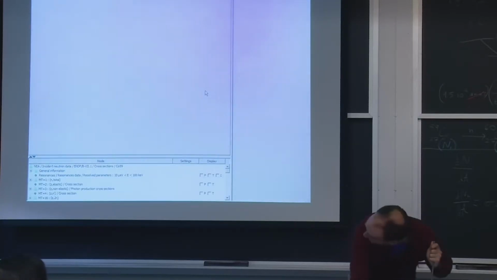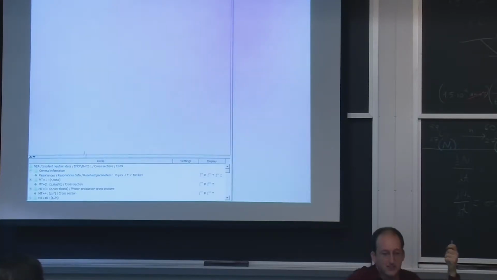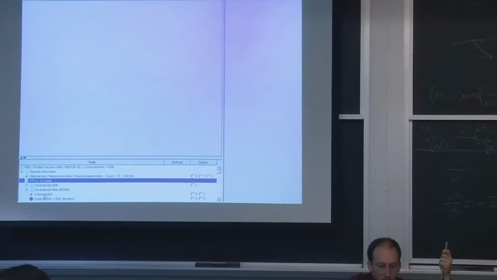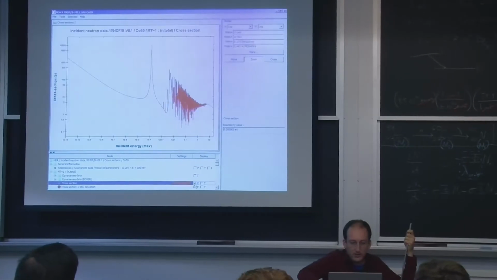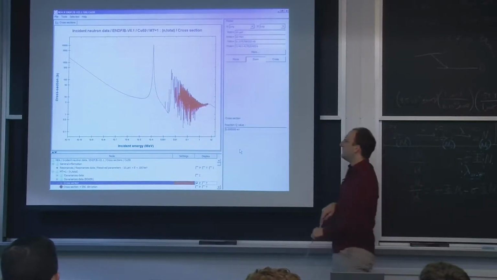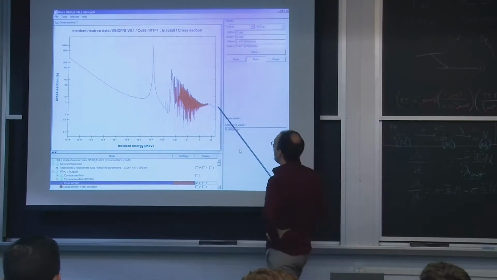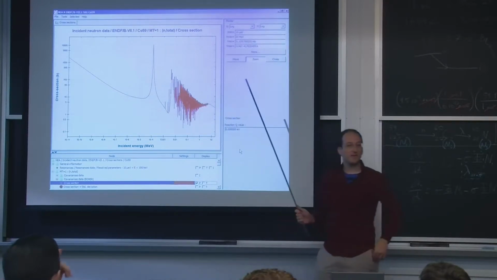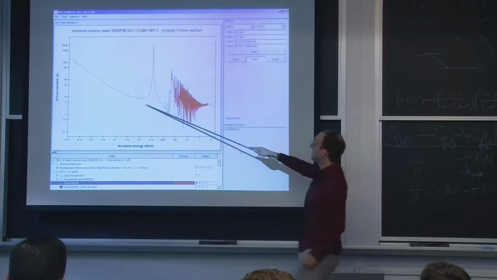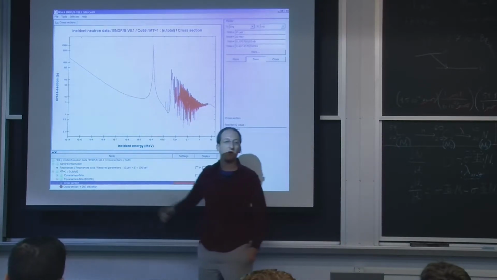And you are presented with an enormous host of possible reactions. Like right here, you have n comma total, which is the total cross-section for all interactions of neutrons with cobalt 59. And you can see that this varies with the same sort of shape that I was haphazardly drawing. It's low, there are some resonances, and then it continuously increases at lower energies.